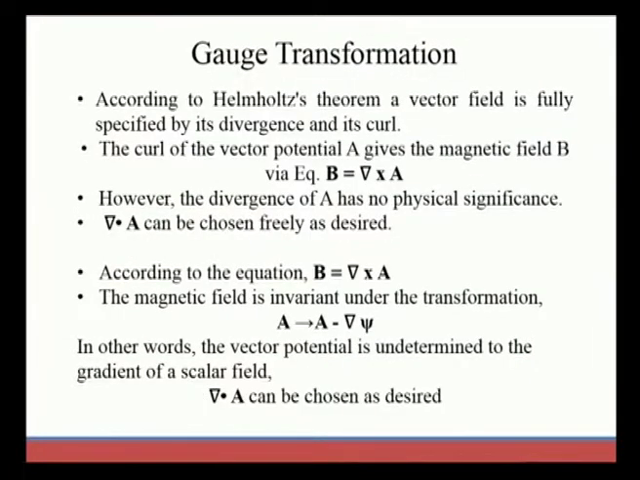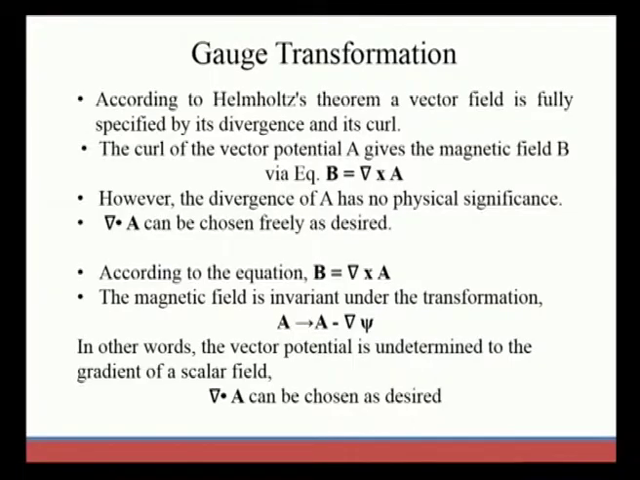So, next we move on to another topic, that is gauge transformation. This is important after having the knowledge of the magnetic scalar and magnetic vector potentials. We need to know better about the gauge transformation. According to the Helmholtz theorem, a vector field is fully specified by its divergence and its curl. So, the Helmholtz theorem says that any vector field is fully represented with the help of divergence and curl.